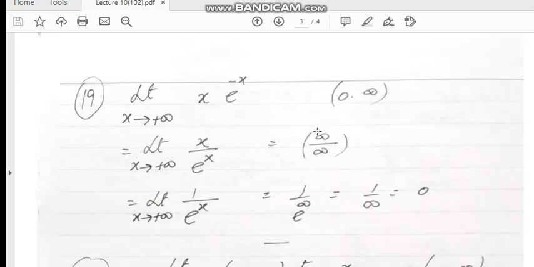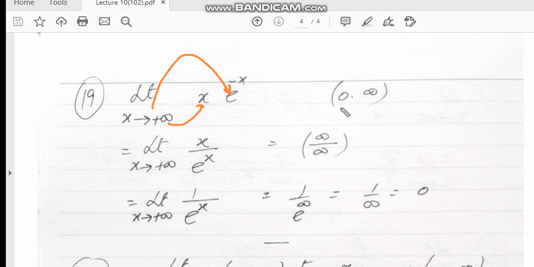This is 0 into infinity form. If we put infinity at this point, we get infinity, and when we put infinity in this function, we get e raised power minus infinity, and e raised power minus infinity will be 1 over infinity, and that will be 0. So this is 0 into infinity form.